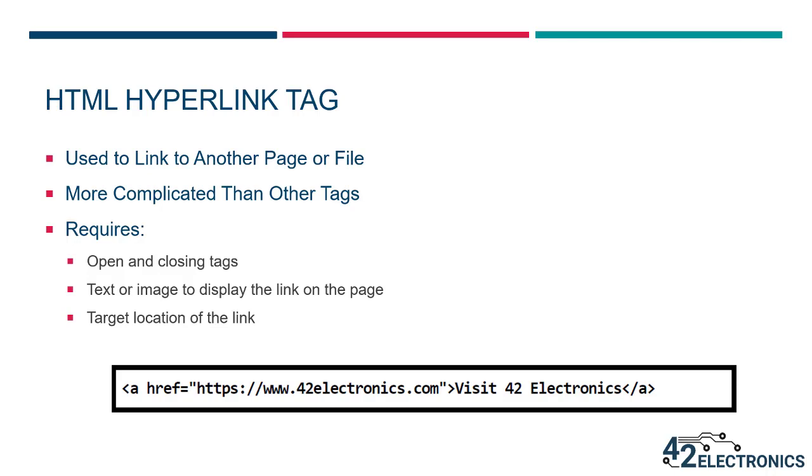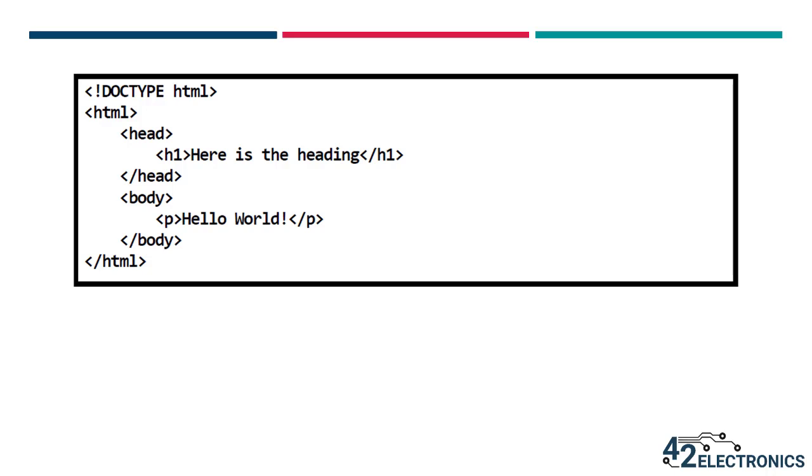Okay, so in this code box you see here is an example of creating a link with the text "Visit 42 Electronics." So that's the text that would appear on the website. But if you click on that text, it goes to the link, which is the website address for our website. The target link location is included in the opening A tag, followed by the text that will be displayed, and then the closing A tag.